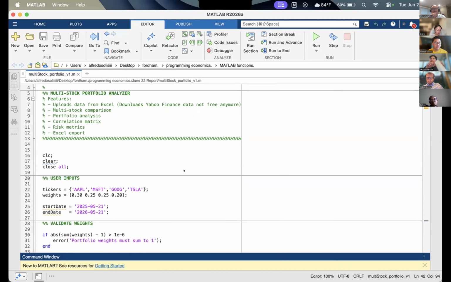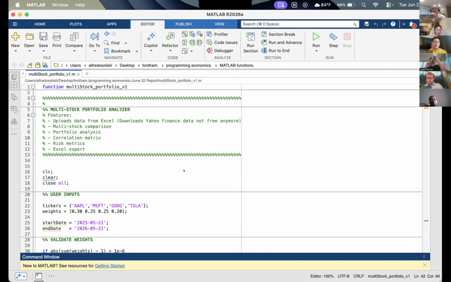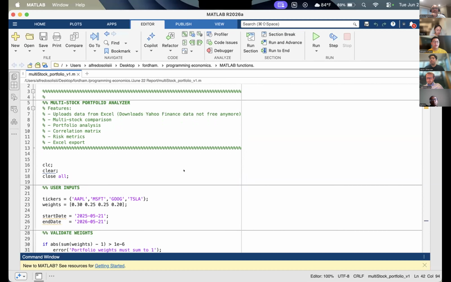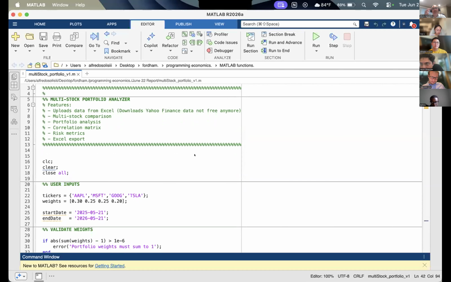And then, again, a real quick breakdown of the features. It lets you upload data from Excel. This one was downloaded from Yahoo Finance, as the data is not free anymore. Indeed, there is a MATLAB command that allows you to get data directly from Yahoo Finance, but you need to have a paid version of that. Before, it was for academic uses, it was free, so you could just download in real time.